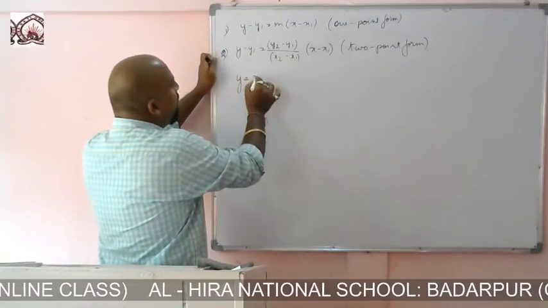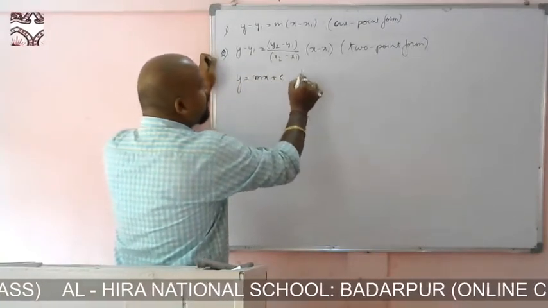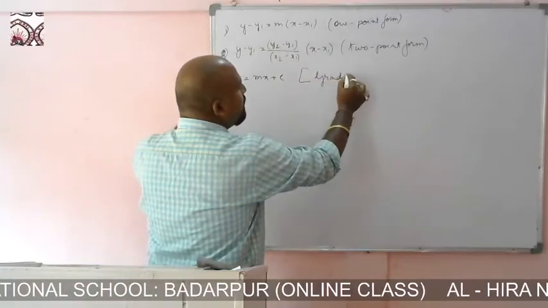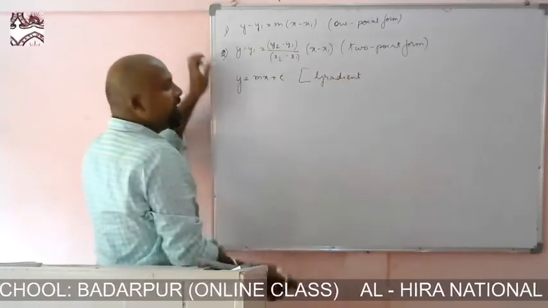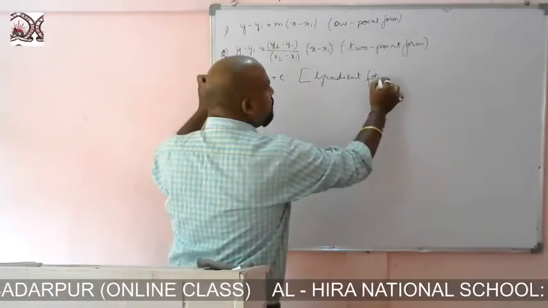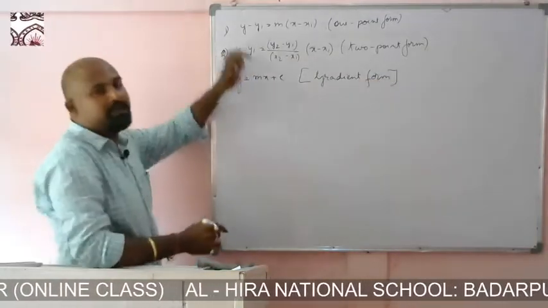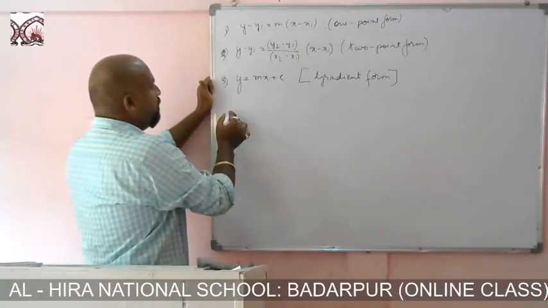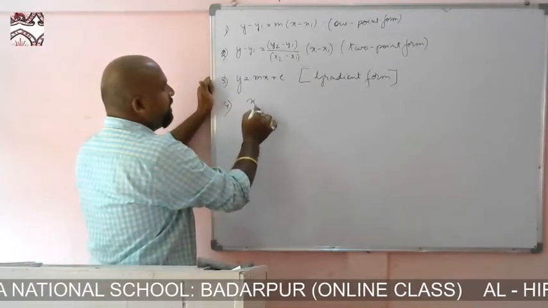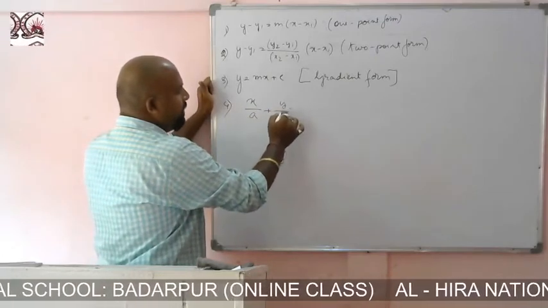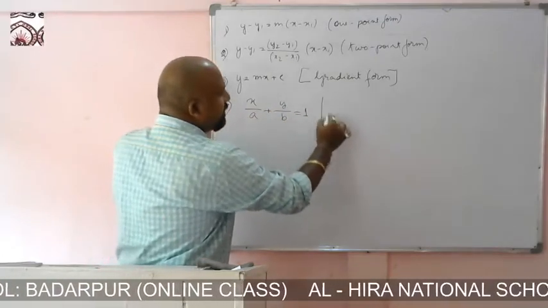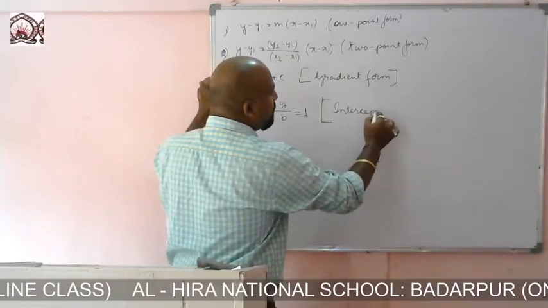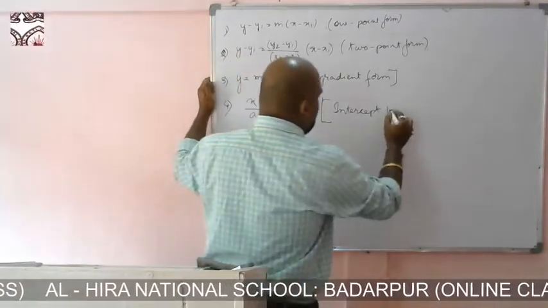So y equals mx plus c is written in which form? In the gradient form. The equation of a line in gradient form is given by y equals mx plus c. Now we know the intercept form is x by a plus y by b equals 1. This is written in the intercept form.